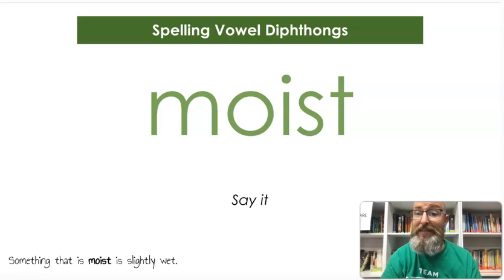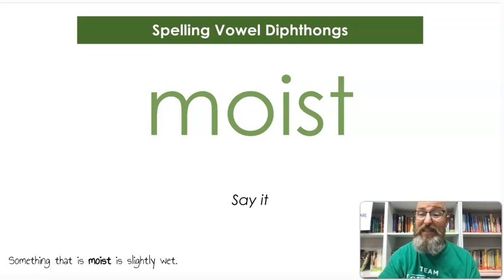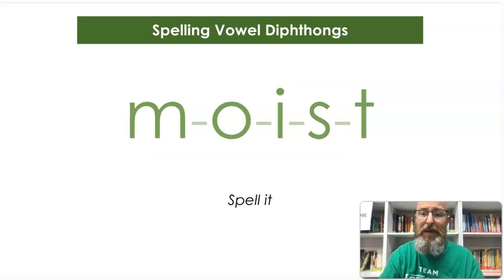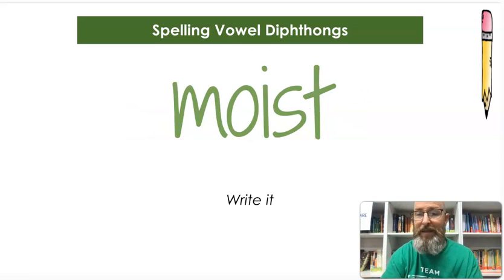Our next word is moist. Say moist. Something that is moist is slightly wet. Count the syllables. Moist. Spell it. M-O-I-S-T. Moist. And let's write it.